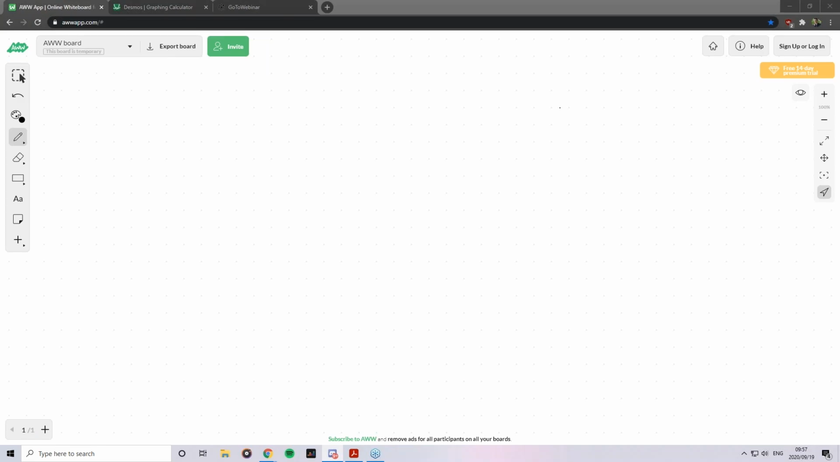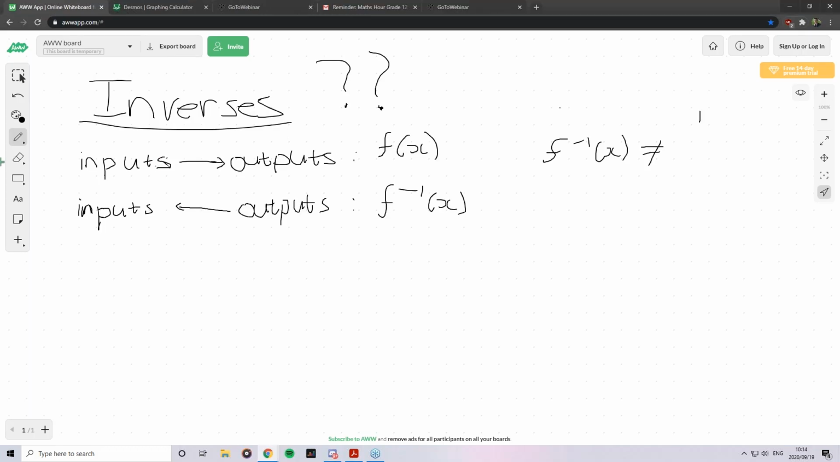Welcome to the lesson on inverse functions. From last week, we did functions, and we said that every function maps the inputs in our domain to the outputs in our range. So the reason why we need inverses is we want to find a way such that we can map these same outputs that we get from our function back to inputs.